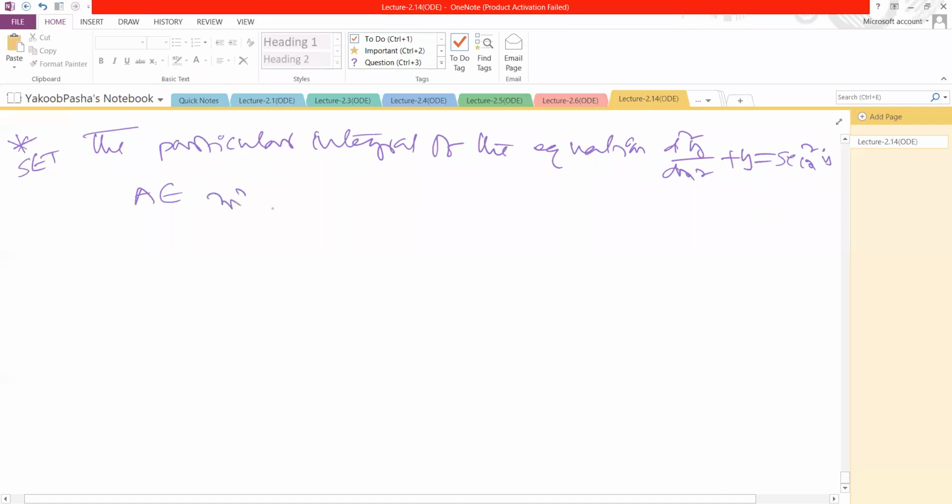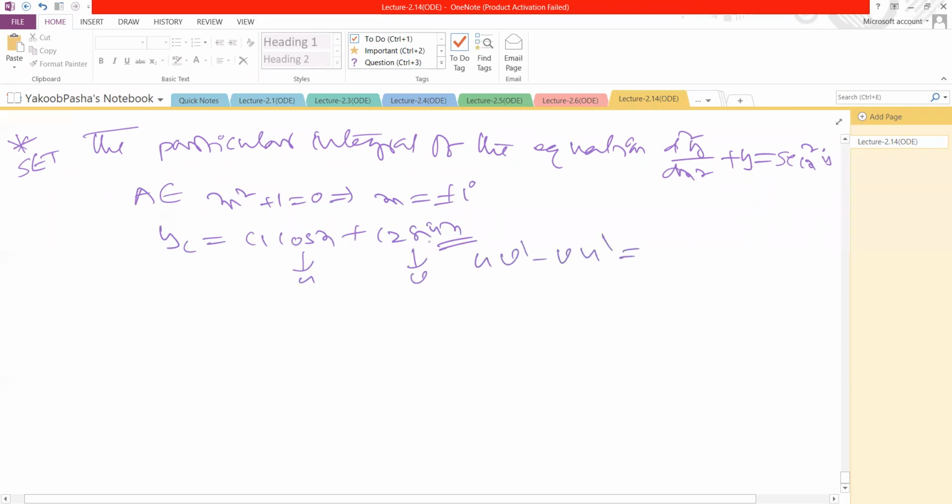First I am taking the auxiliary equation, that is m square plus 1 equal to 0, m is plus or minus i. So the corresponding complementary function is c1 cos x plus c2 sin x. Now this is u and this is v. So uv dash minus vu dash is equal to cos x into cos x, cos square x, minus sin x into minus sin x, that is nothing but plus sin square x, which is equal to 1.